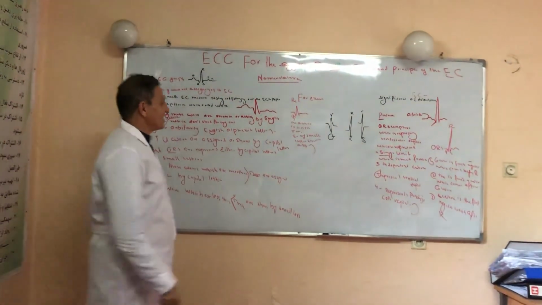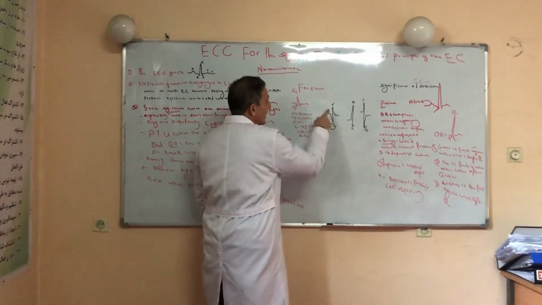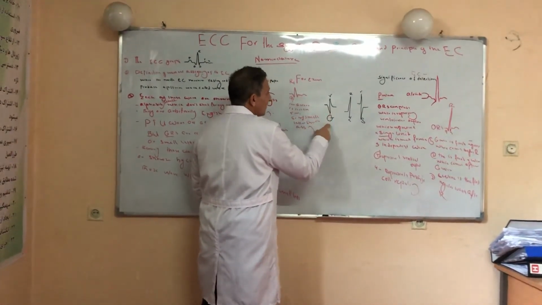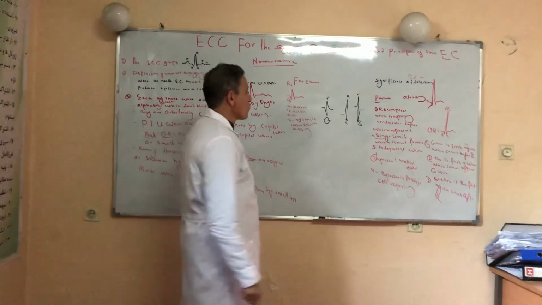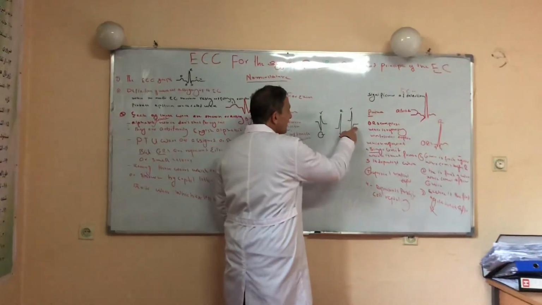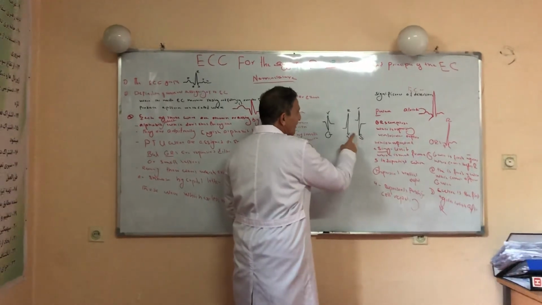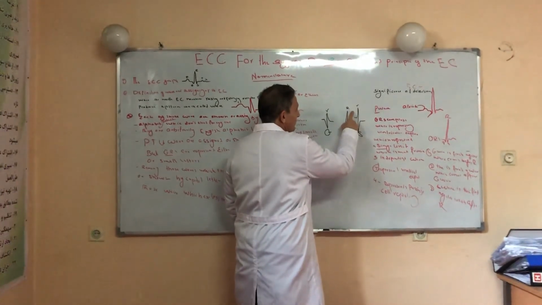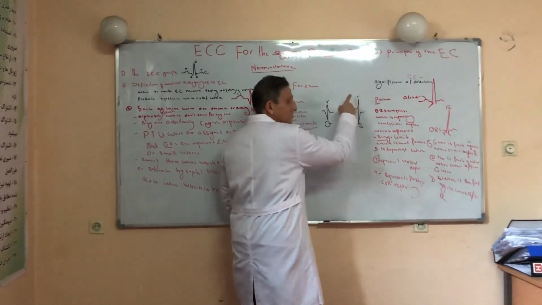So the S wave should be shown by a small letter, and the R wave is shown by a capital letter. In this complex, the Q wave is larger, more than 5 millimeters, and the R wave is smaller. So this large wave should be assigned capital Q, and this small R wave should be represented by a small r. The next one: the S wave is larger and the R wave is smaller. The S wave is more than 5 millimeters and the R wave less than 5 millimeters. So this S wave is represented by a capital letter, but this R wave is represented by a small letter.